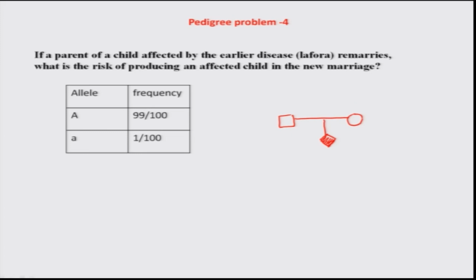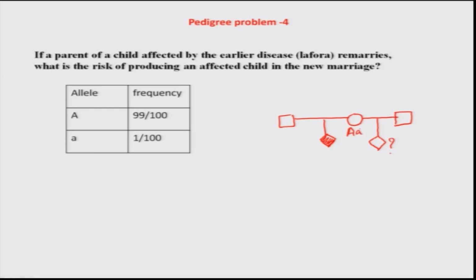Now, one of the parents decides to remarry. Suppose the mother remarries, and now they are willing to have another child, gender we do not know, but what is the frequency or what is the chance for producing an affected child? Now, since she had a child which was affected, she must be a carrier for this disease. Let us write Aa.